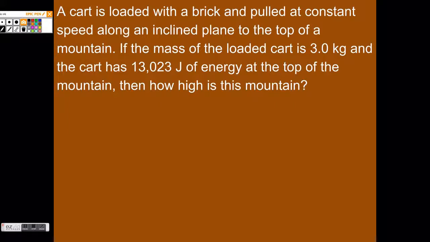So this problem tries to trick you by talking about a moving cart, which often indicates kinetic energy. However, when I see the words height of the mountain, I know we must be dealing with gravitational potential energy. So let's go ahead and write our GPE formula. GPE equals mgh. Now, the problem is asking how high the mountain is, so I know h must be our variable we're solving for. So now let's find our unknown information. Well, we know that g has to equal 9.8 because that's our gravity, always on Earth.